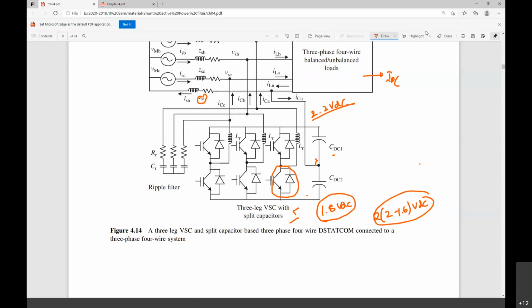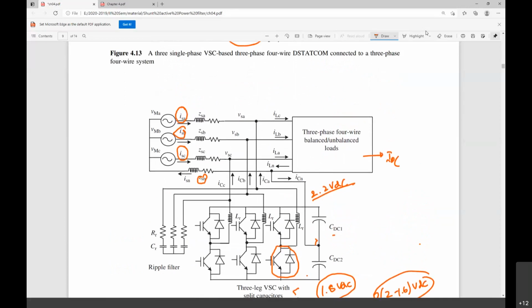Even if you are applying a hysteresis current controller, in that case also sometimes the current ripple will be much higher when you have a capacitor voltage unbalance issue. Capacitor voltage unbalance. In that case, we may not get satisfactory performance with respect to ISA, ISB and ISC.